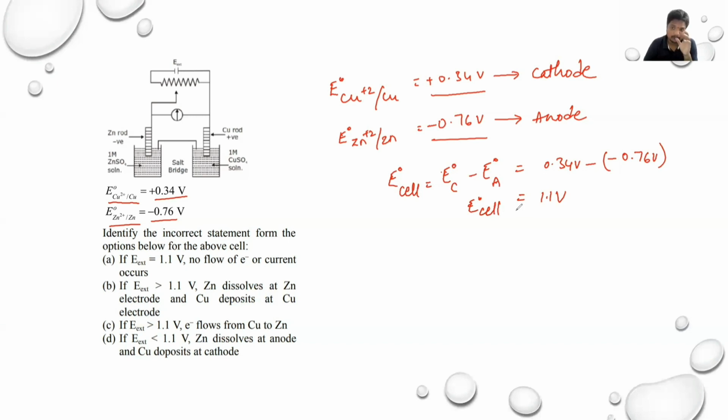Due to the redox reaction, it will produce the standard cell potential, that is 1.1 volts. During this electrochemical reaction, copper plus 2 will undergo reduction by taking up 2 electrons. Zinc will undergo oxidation by losing electrons.